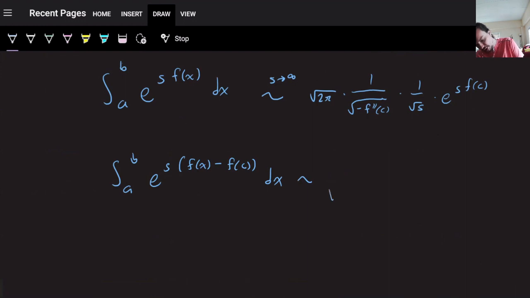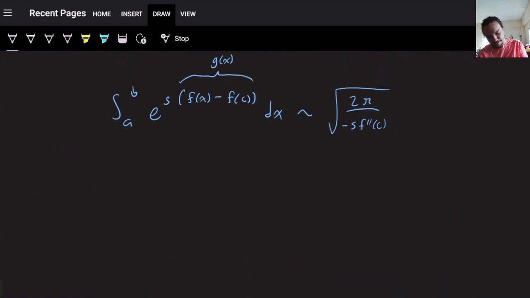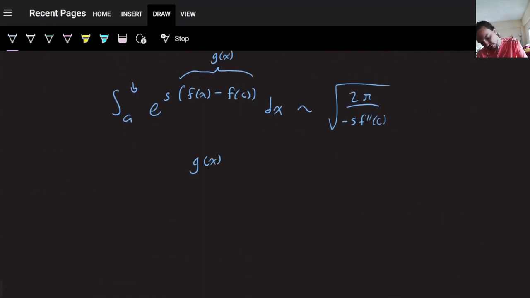Let's write all these things together. So square root of 2 pi over minus s f double prime c. That's fine. Okay. All right. So what I did here was I just made it so that our function, which I'm going to call this new function g of x, equals f of x minus f of c. So I made it so that now the function has a global max of 0.